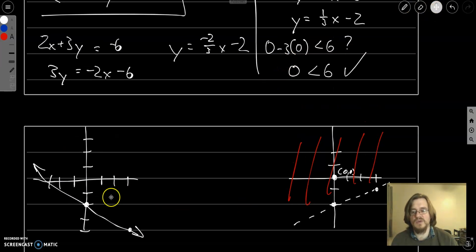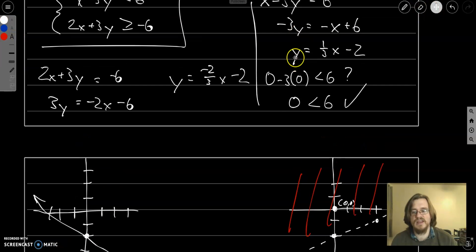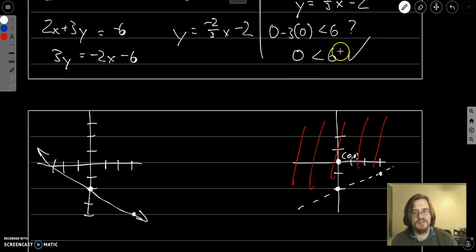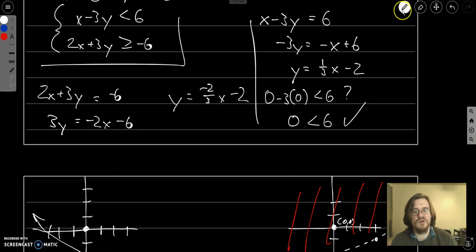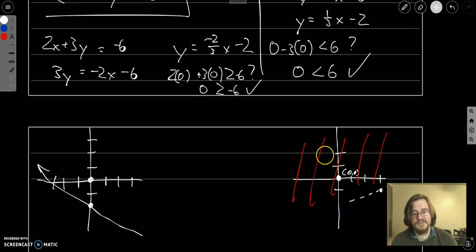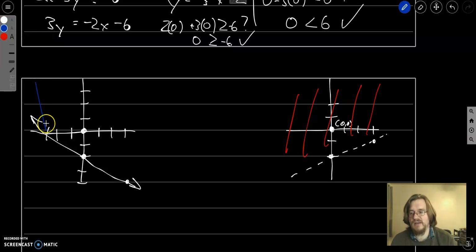Again, we need to see, are we above the line or below the line? So let's plug in a point. One nice point I like to use is the origin, which is clearly on the upper half. So let's test to see if this works. So let's plug 0, 0 into here. 2 times 0 plus 3 times 0 is greater than or equal to negative 6. Well, 2 times 0 is 0, 3 times 0 is 0, and 0 is in fact greater than negative 6. So we are going to shade up here.